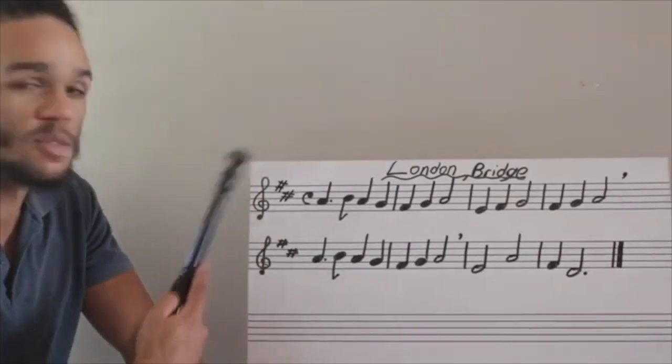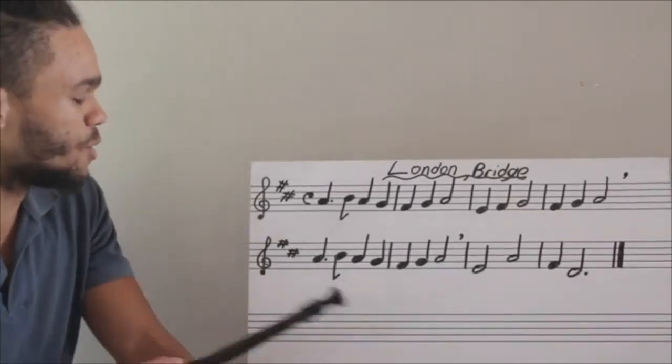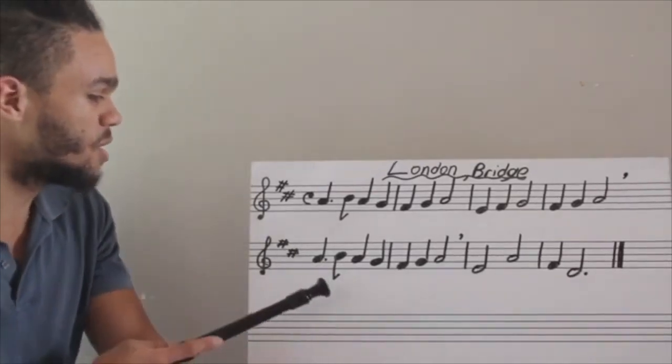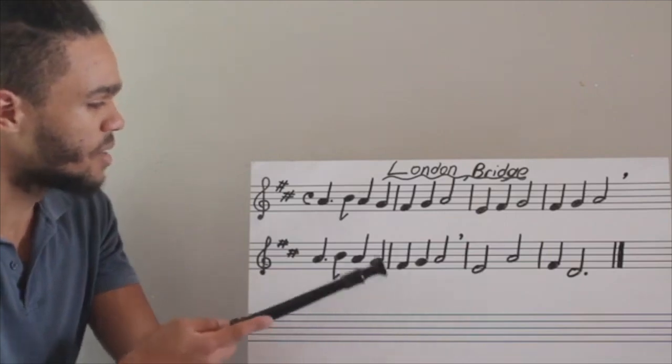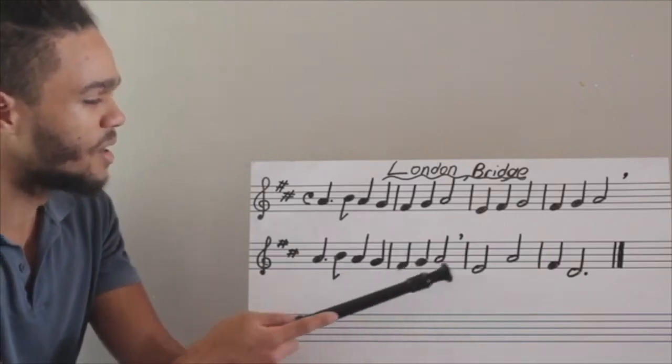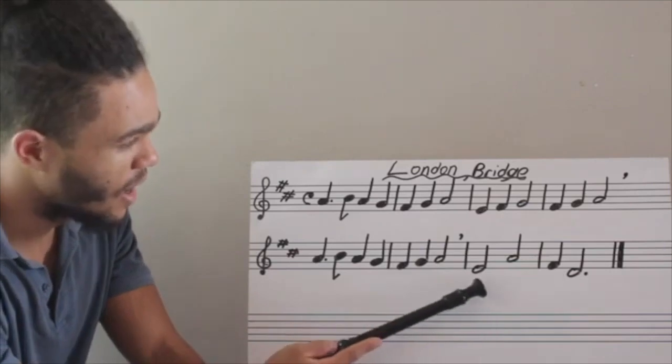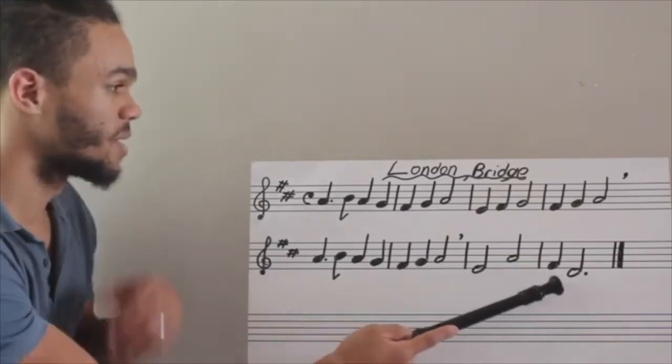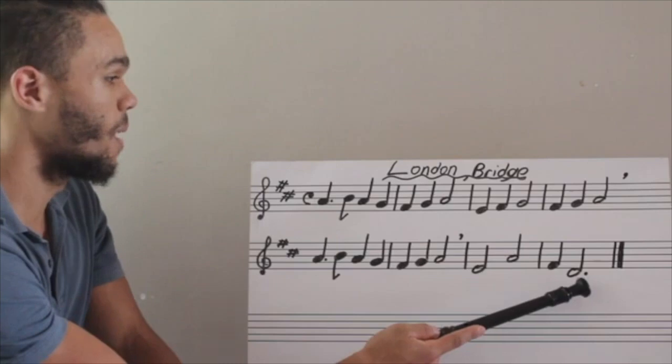Let's try the whole of line 2, then let's put it all together. 1, 2, 3, go! Tum, ti, ta, ta, ta, ta, ta, ah, ta, ah, ta, ah, ta, ta, ah, ah.